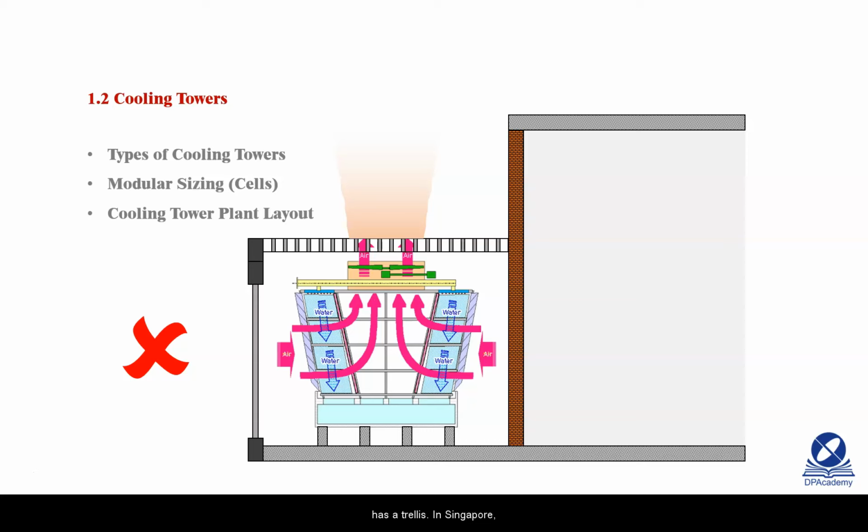The problem with this installation is that the air on the facade side is blocked with a solid facade. On the other side is a solid core wall. These walls are seemingly too close. The top of the cooling tower has a trellis.